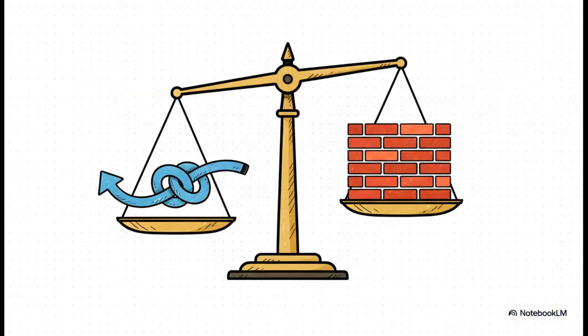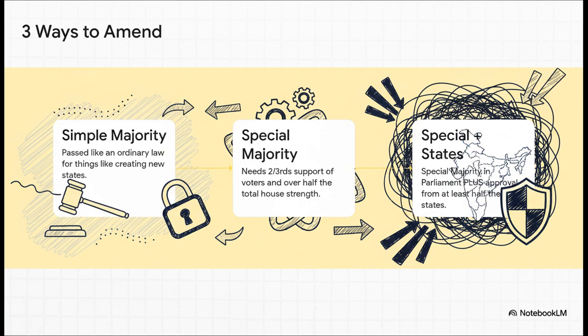But here's where it gets really clever. The makers had a big decision. Should they make it super flexible so it's easy to change? The danger there is anyone could just change it for their own benefit. Or should they make it really rigid and super difficult to change? Well, then it might not be able to adapt. So what did they do? They did something amazing. They made it a mix of both. Some things are easy to change, and some things are really, really protected. It's the perfect balance.